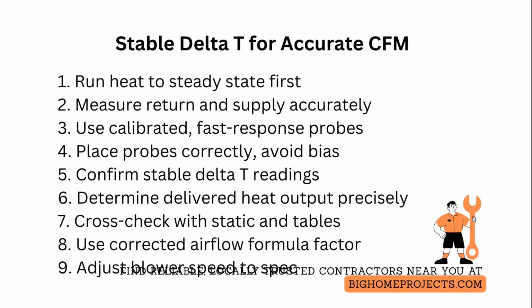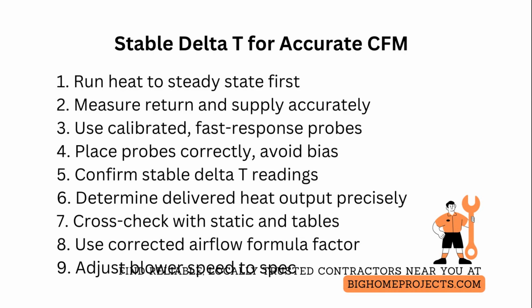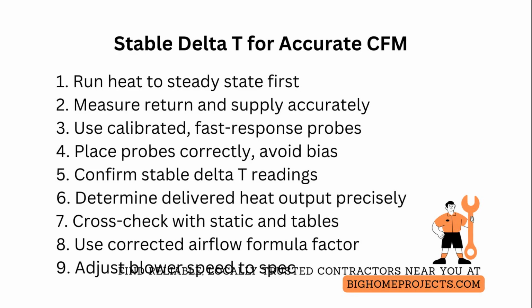If air density is off due to altitude or unusual humidity, correct the 1.08 factor by using 1.07 times air density ratio. Recheck that delta T falls within the furnace nameplate rise range. If not, adjust blower speed to bring rise into spec and repeat the stability check before trusting the airflow number.